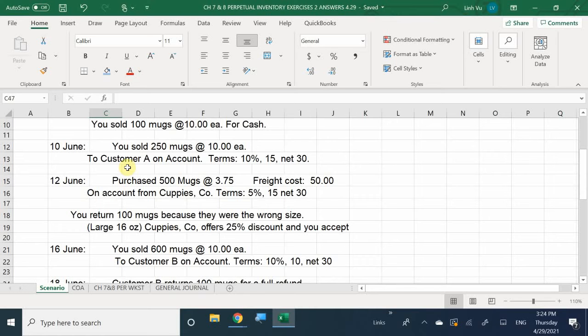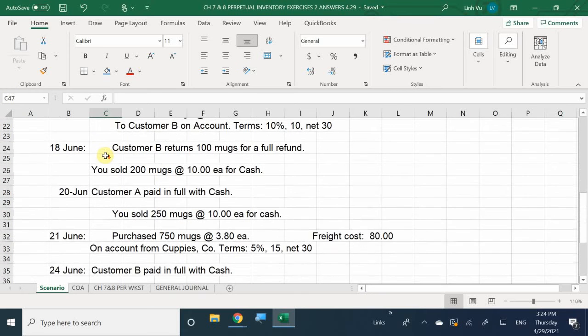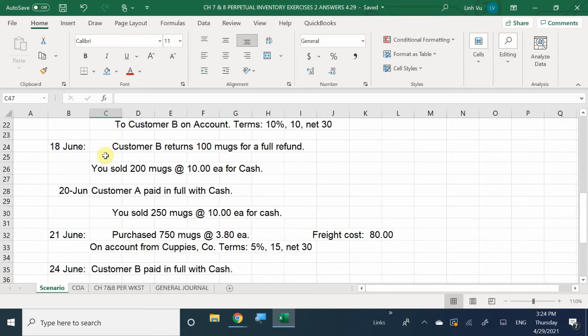But let's check out what the discount due date is. In this case, I gave customer A generous time. So they have 15 days to pay. Did customer A meet the discount period? Yes.